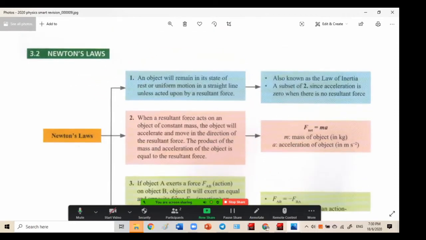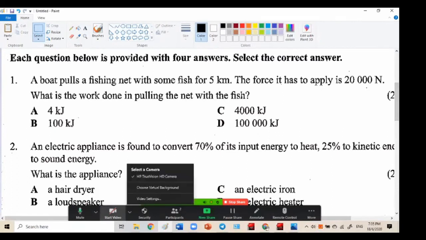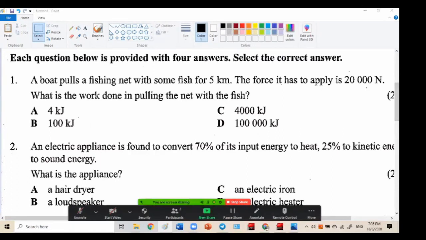A boat pulls a fishing net with some fish. Wait, you read and tell me the answer.